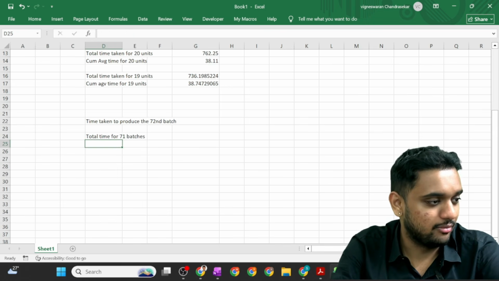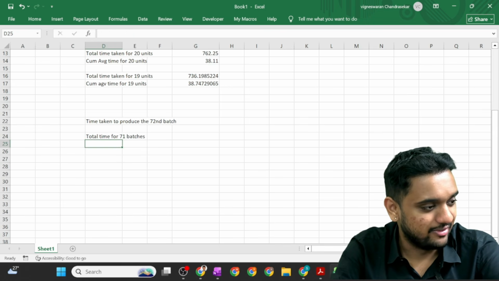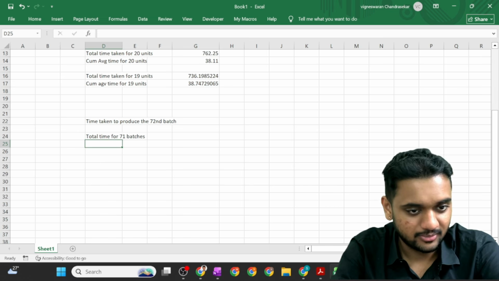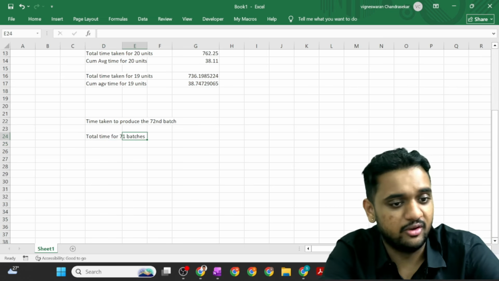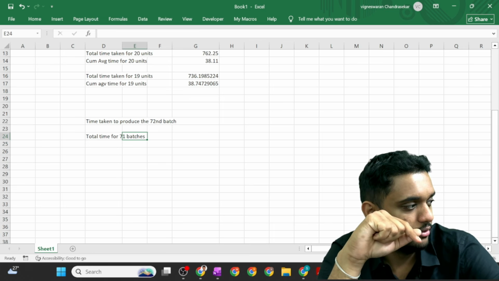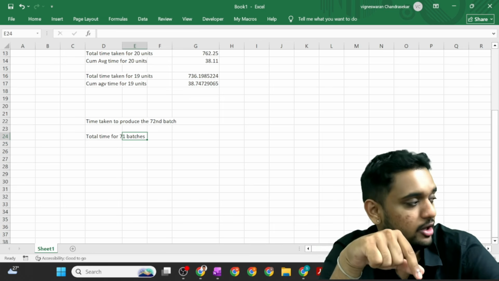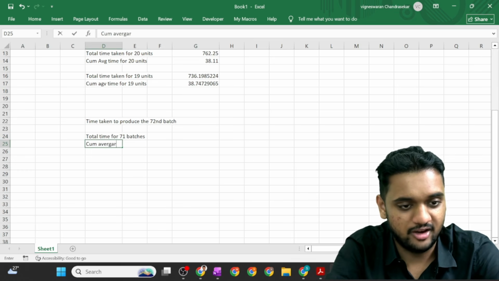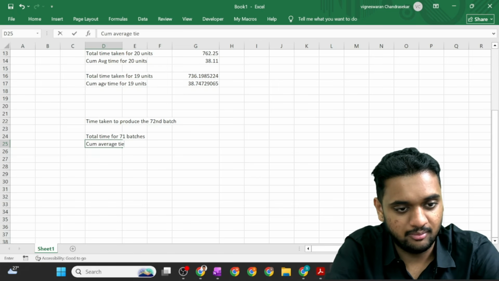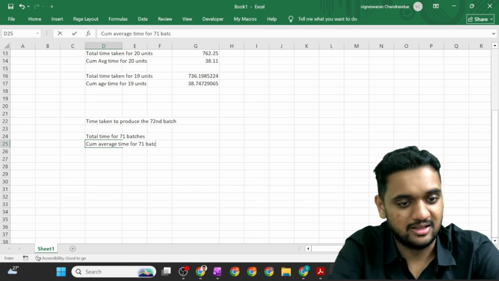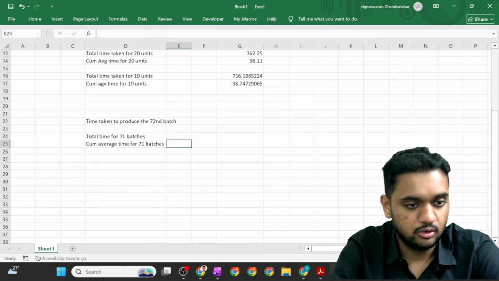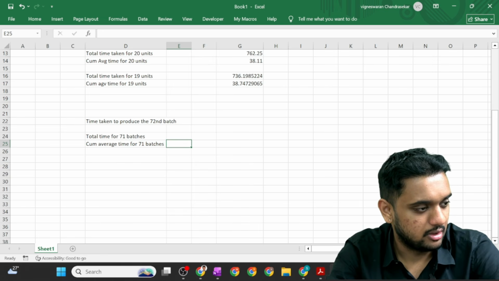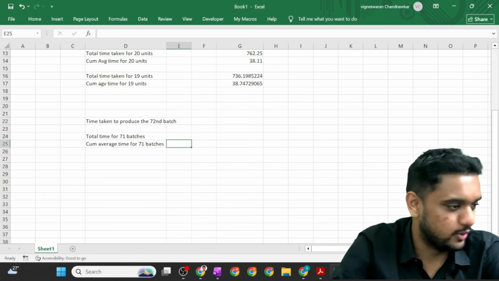Type total time for 71 batches. You can abbreviate batch. Leave that aside. To find the total time for 71 batches, what do we need to find out? We need to find the cumulative average time for 71 batches. So, cumulative average time for 71 batches. Understood? Cumulative you can also write as CUM. Don't write more than that.